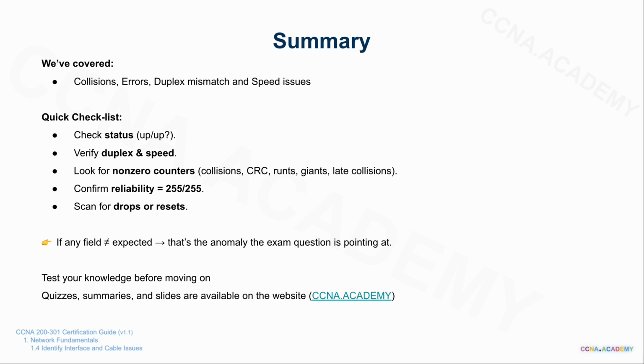We've covered collisions, errors, duplex mismatches, and speed issues. Together, these represent the most common physical and data link layer problems you'll troubleshoot as a network engineer. In the CCNA exam, expect to see these as practical IOS outputs where you'll need to identify the anomaly. Before moving on, review the slides, test yourself with the quizzes, and make sure you can quickly scan a show interfaces output to pick out the error. Once you're confident, you'll be ready for the next section, comparing TCP and UDP.